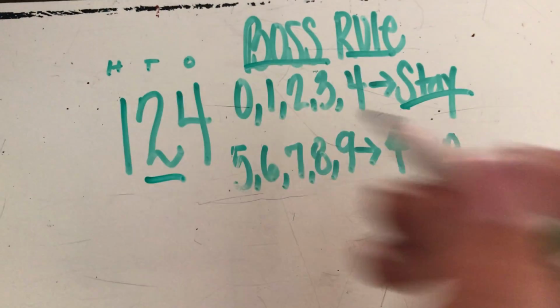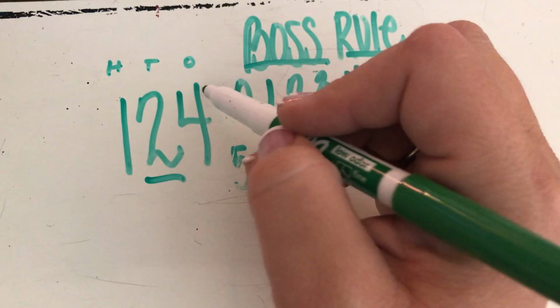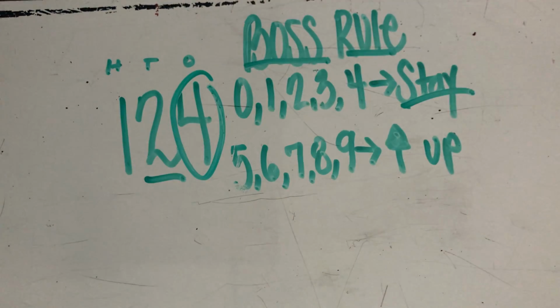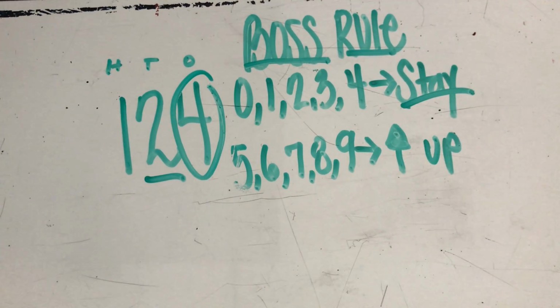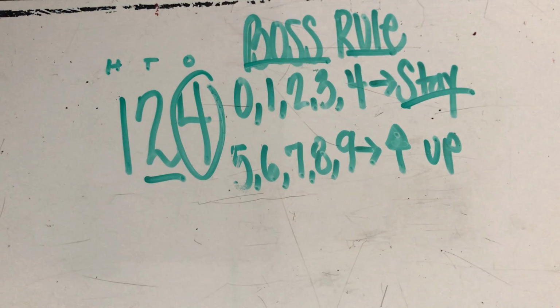The 2. Underline it. What's your boss? The 4. Always go to the right. It might not necessarily always be in the 1s place, because when you round to the hundreds, it's going to be a whole different boss. Your rounding digit will be in your hundreds place, and your boss will be in the 10s place. But we'll get to that tomorrow.